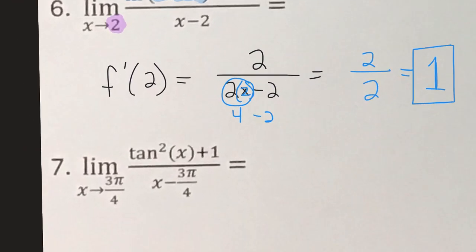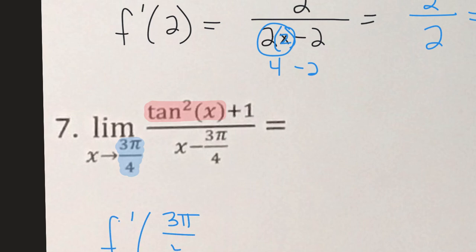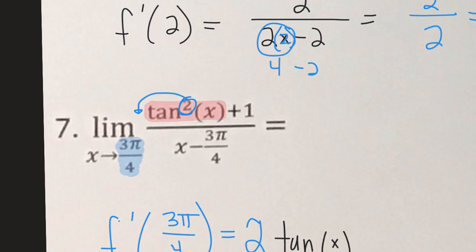Okay, our last example. Our function is tan squared, right? Tan squared. And our point is 3 pi over 4. Okay, beautiful. We're trying to find the derivative at 3 pi over 4. So first we deal with our power, right? So the 2 comes to the front as 2 times the tangent of x, 2 tan x.